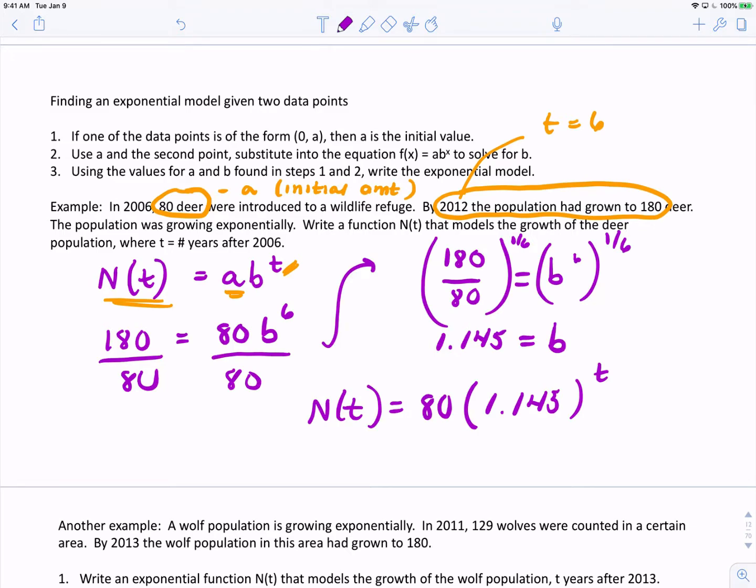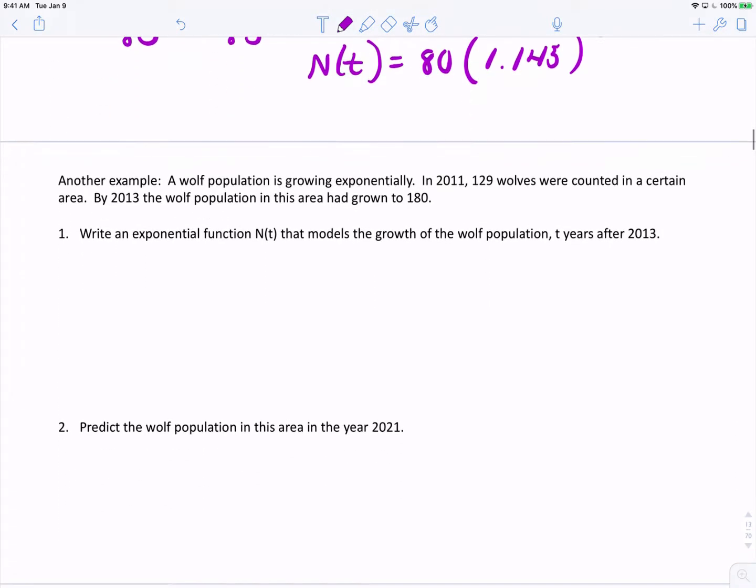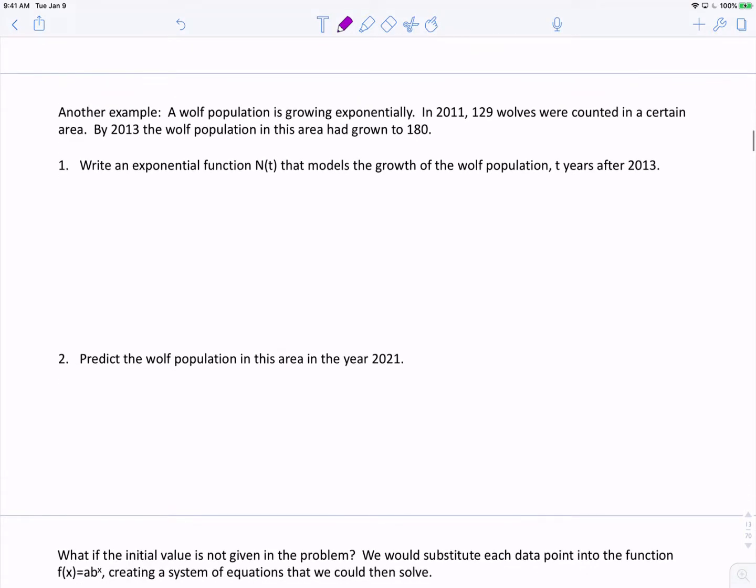Let's do another example just like that one. A wolf population is growing exponentially. In 2011, 129 wolves were counted in a certain area, and by 2013, the wolf population had grown to 180. Write an exponential function, N of t, that models the growth of the wolf population t years after 2011. So again, we'll start by reminding ourselves that the exponential model would look like N of t equals a b to the t.